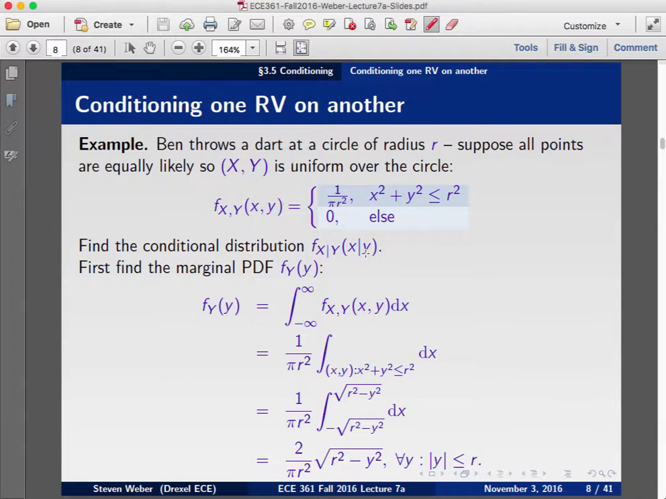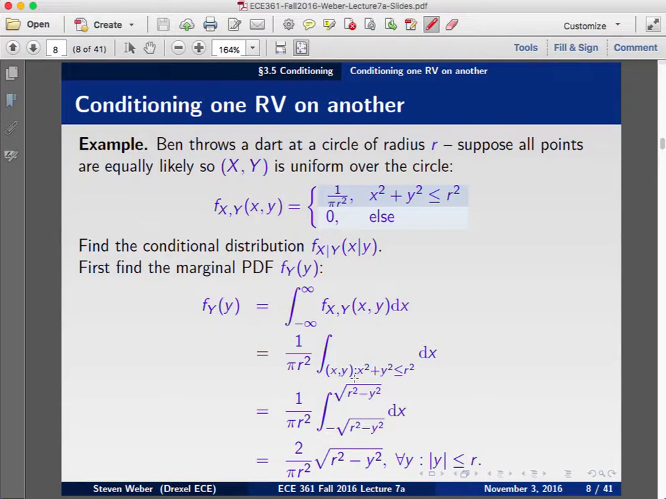So because we know that the conditional distribution equals the joint over the marginal, our approach is to first find the marginal PDF for y. And we're going to do that by integrating the joint distribution over all possible values of x. So we substitute in the form of the uniform distribution, which is simply the constant 1 over pi r squared, and the support for that pair of random variables, however, is the set of all pairs x, y with squared distance from the origin less than or equal to r squared.